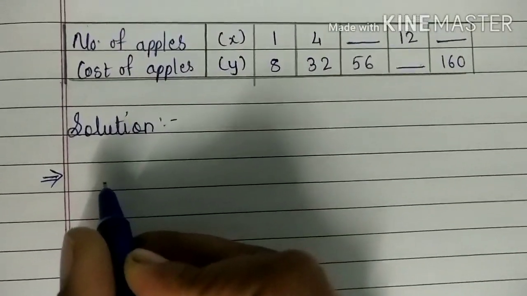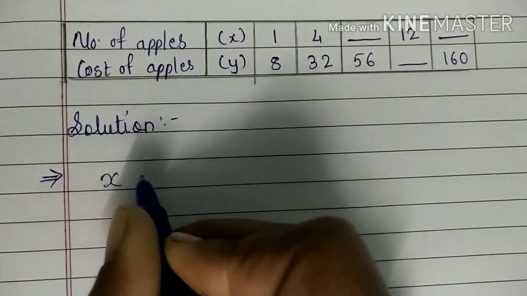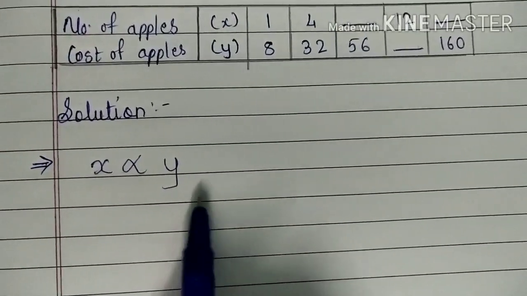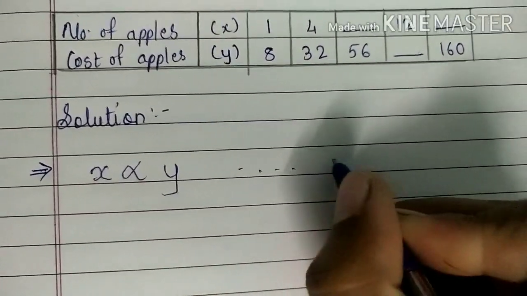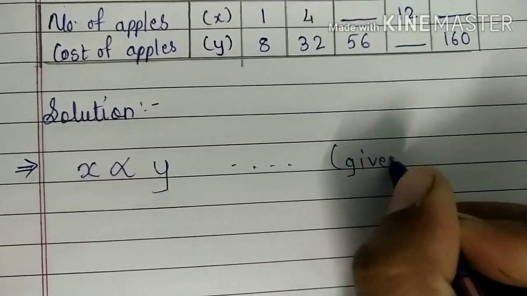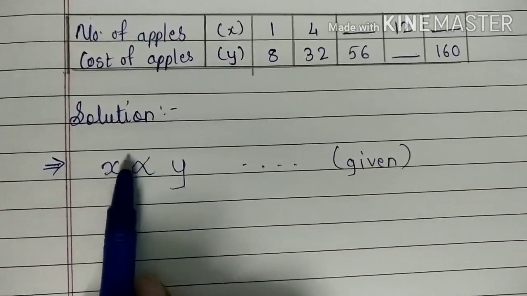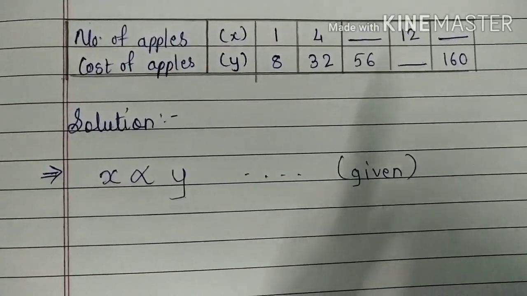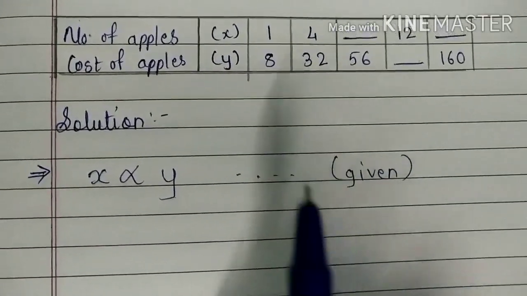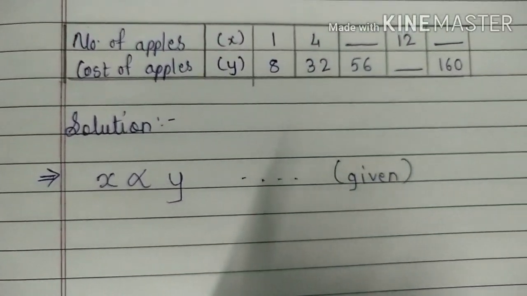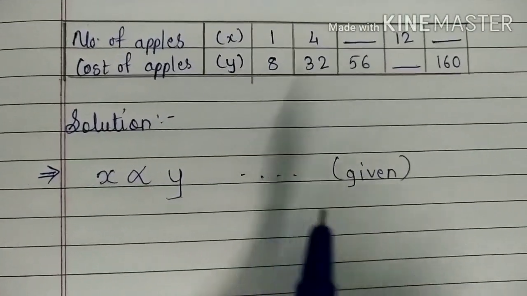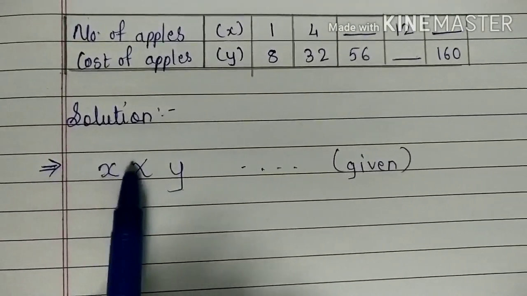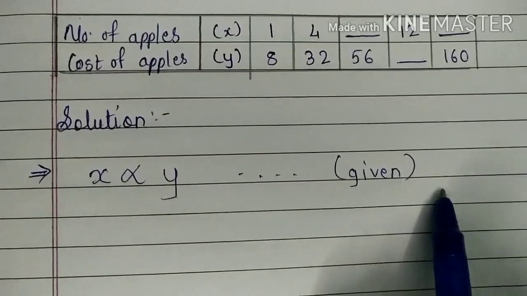So how do we start? First we write what we know, that is x varies directly as y. This is already given to us. So you write it like this: x is directly proportional to y, that is given in the question. Just read and see the question. It's told that the cost of apples and their numbers are in direct variation. So that's why we took this. They are in direct variation, that is already given.